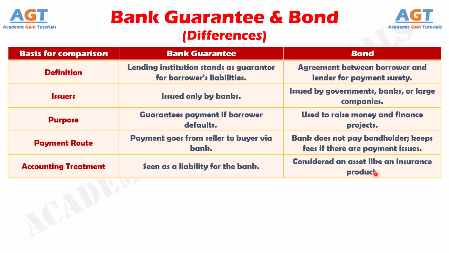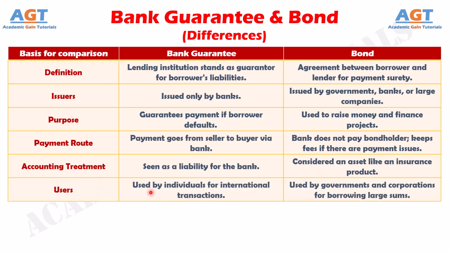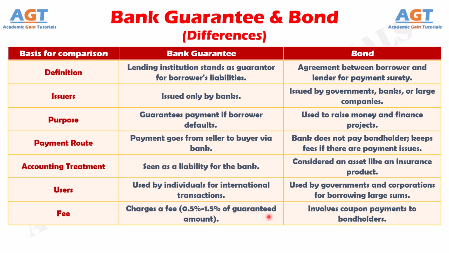Number 6. Bank guarantees are used by individuals for international transactions to help businesses grow, whereas bonds are used by governments and corporations as they allow them to borrow huge sums of money. Number 7. Most bank guarantees charge a fee that is equal to a small percentage of the entire contract amount, normally 0.5% to 1.5% of the total guaranteed amount, whereas bonds involve coupon payments to bondholders.